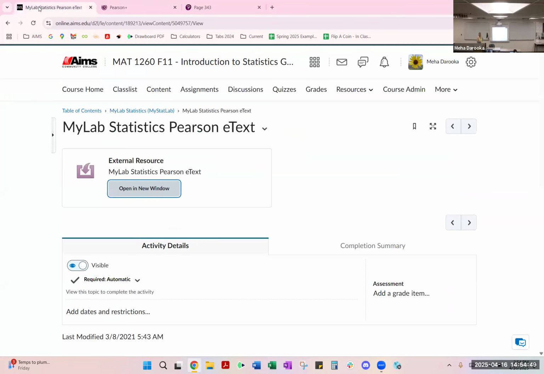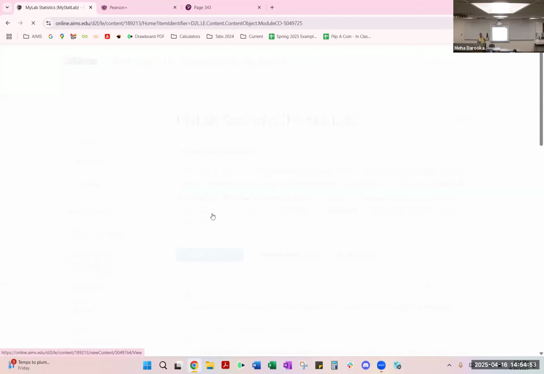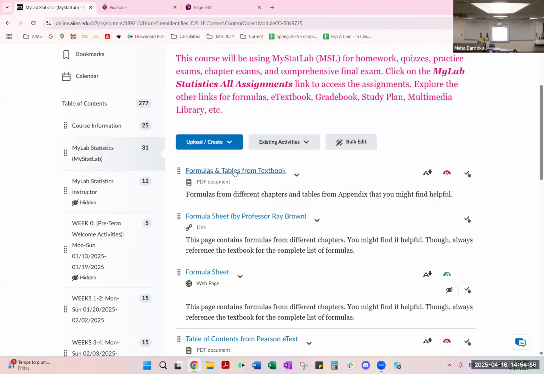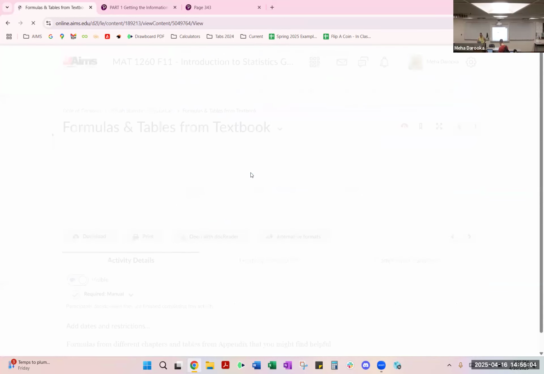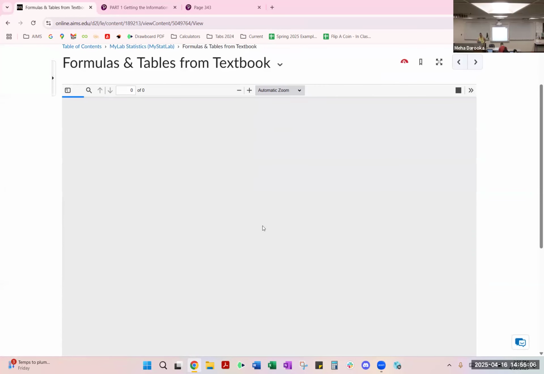And let me just show you where you can find that table 5. So it's part of your textbook, but also, as I had mentioned last time, there is this formulas and tables from textbook link in your MyLab Statistics, which is the second option in your D2L course shell. So if you go to that, you can download this. I saved this as a PDF if you wanted to download it.